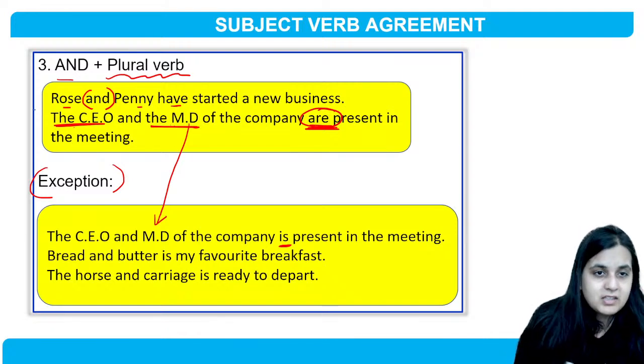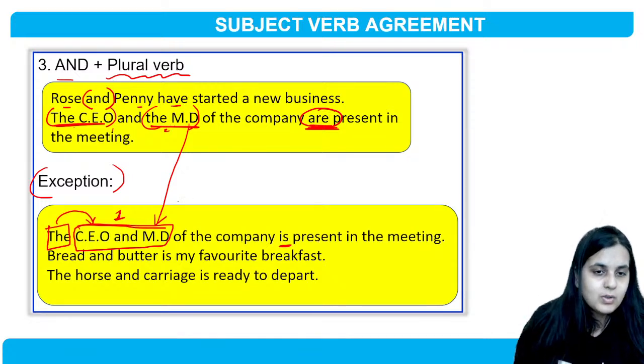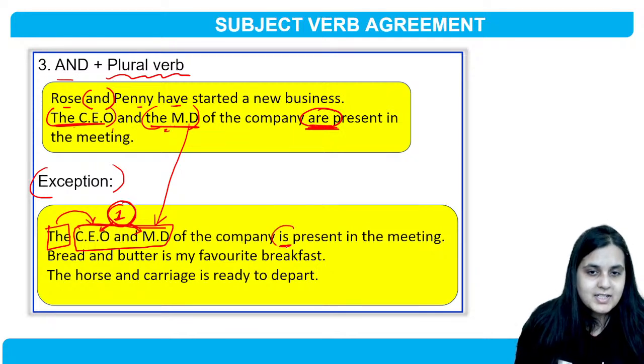Very good. Here 'the CEO, the MD', there are two 'the's, these are two different titles. So these are two different people. Here there is one 'the' for CEO and MD. So this is one title, one article. That is the same guy, or the same man or woman, who is both the CEO and MD. This role is played by the same person. The same person is occupying two positions. So that is why, because it ultimately refers to the same person, we are going to treat it as singular.